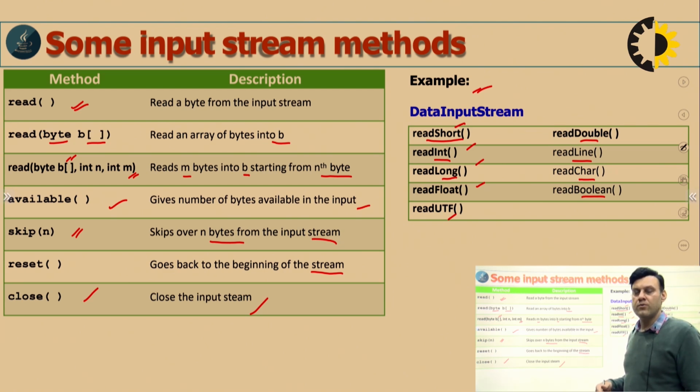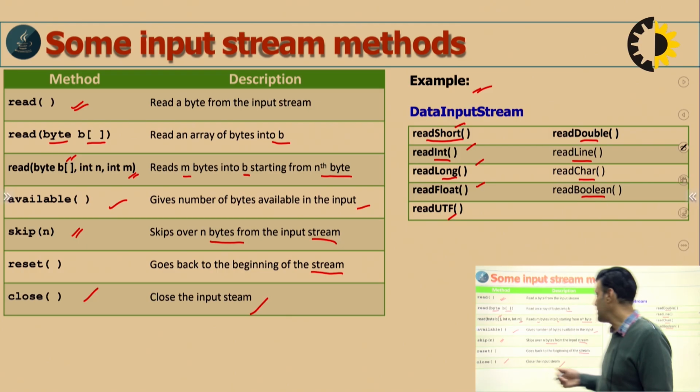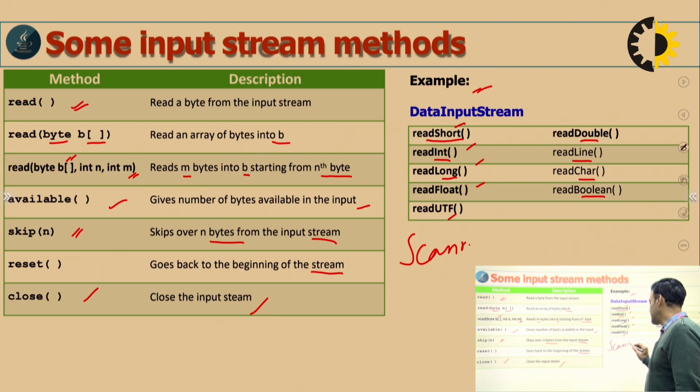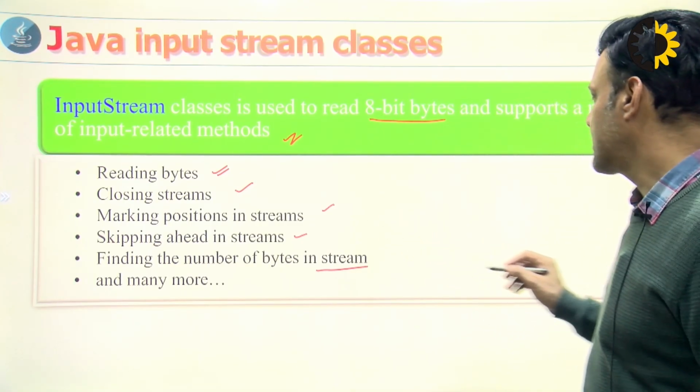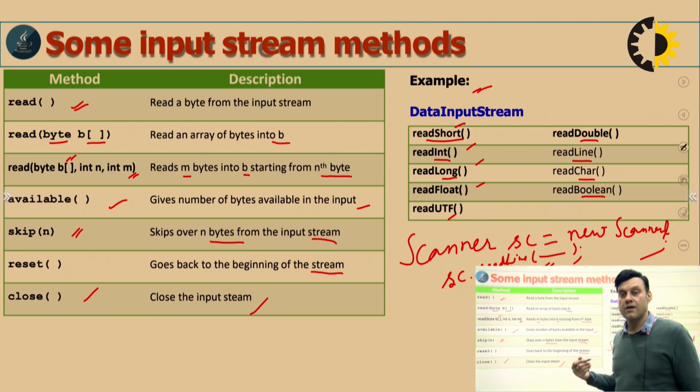I think most of the students have already used the scanner class for inputting. There is one method for inputting that is called the scanner class. We will make an object of the scanner class like this. So what will we do? We will do sc dot read line. Now we will use a function, for example the read line function, with this object, and we will do something like System.in. Previously you have learned how the scanner class is used to input.